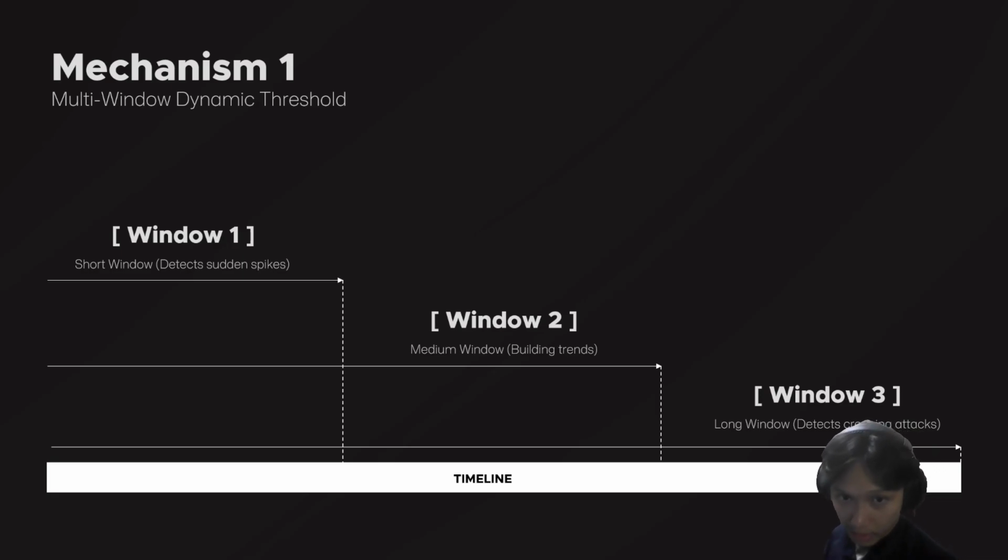And the third one is window 3, the long window. This one will check the entire timeline, from the first time we set, how many packets it has received. For example, when it first starts, it received 5 packets, and then at the end of the window, it suddenly turned into 20 packets, which means they have successfully poisoned the timeline. But the third window will detect it and send it to the second mechanism.